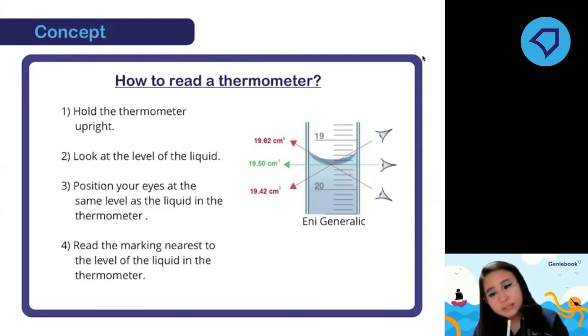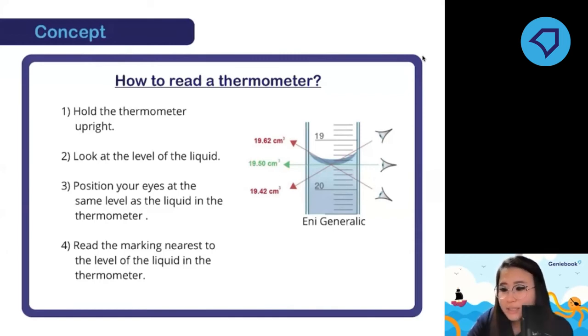Yes, because you're reading it wrongly. It's going to be inaccurate. When you look from the bottom up, the reading might actually increase because of how you are seeing the reading. And when you look from top down, it's going to be lower than it actually is. So you should always hold it up to where your eye can look directly into the reading.